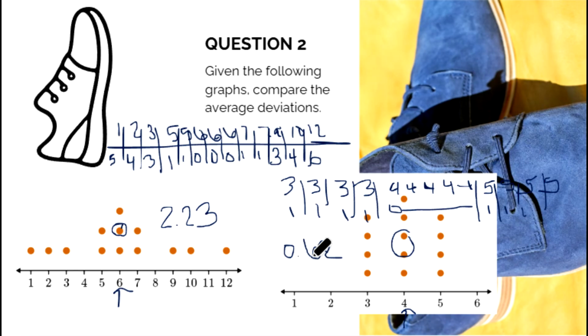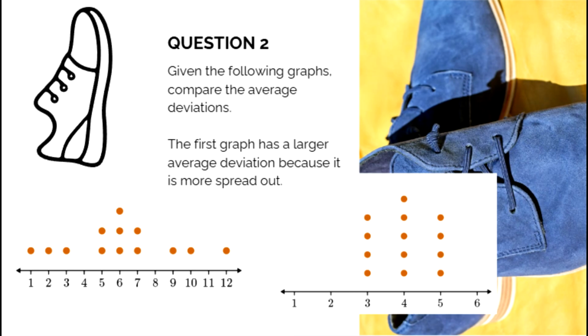Okay, so comparing these deviations, this one is much more spread out than this one, which we can obviously see. Wow, it's amazing, isn't it? The first graph has a larger average deviation because it is more spread out. We could have said that by just looking at the pictures, but we did all the math.